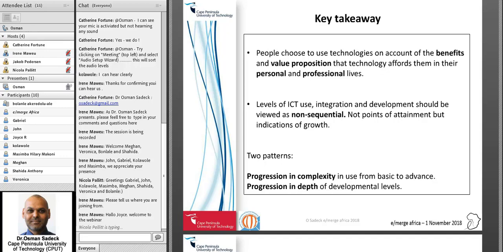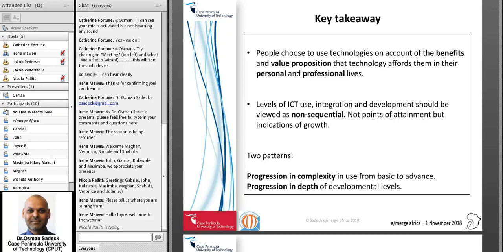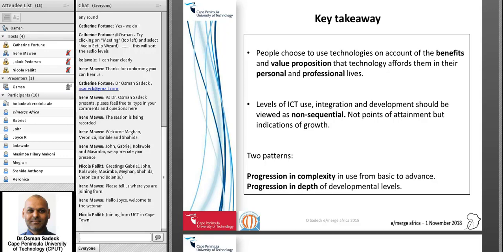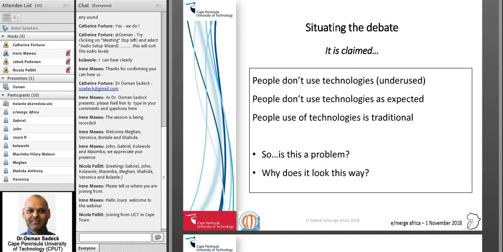For this, you will find that I'm going to be showing you two patterns. And these patterns are progression in complexity. That's when people start using from the very basic uses to advanced uses, and then a progression of depth. And this here is about at any one of these points that there are developmental levels that people can be going deeper in as well.